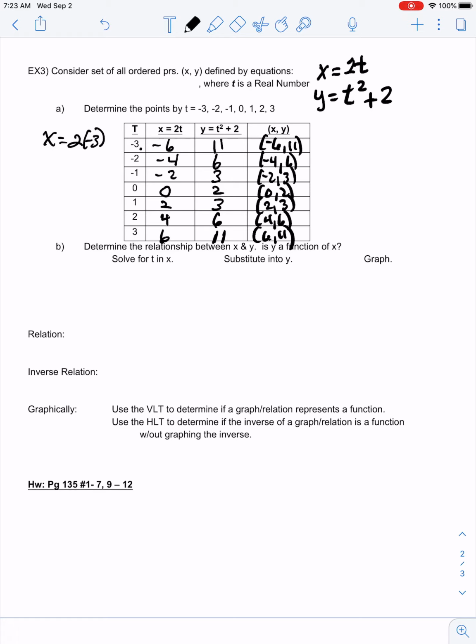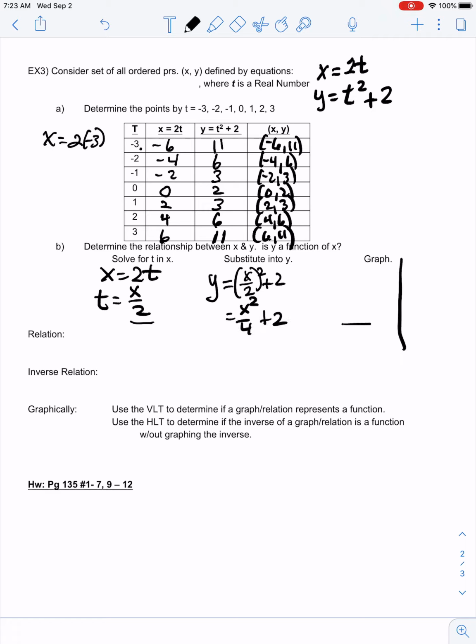Okay, so then we have x equals 2t. We want to solve for t, so divide both sides by 2. So I get t equals x over 2. We're going to substitute this value in for t in the y equation. So x over 2 squared plus 2. So we get x squared over 4 plus 2. Okay, and if you drop that in your calculator, take a look at that, you get a great big wide parabola.